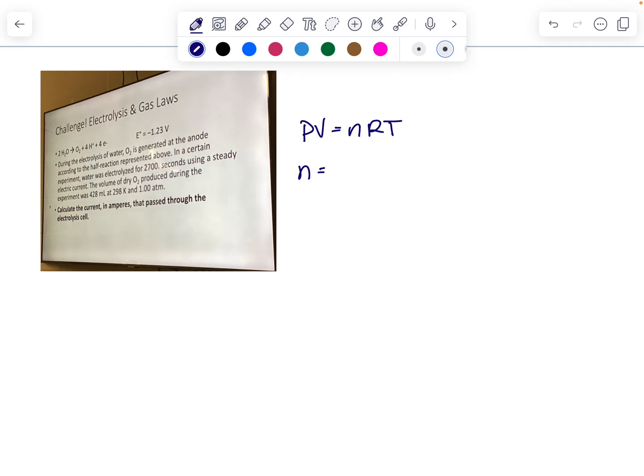Is the R value the 8.314 or the other one? Our R value is going to be the other one, 0.08206. Is that what it is on there? Yeah. In regular classes we round it to 0.0821, but we'll use the whole number. So 1 times 0.428 divided by 0.08206, and we're at 298 Kelvin.